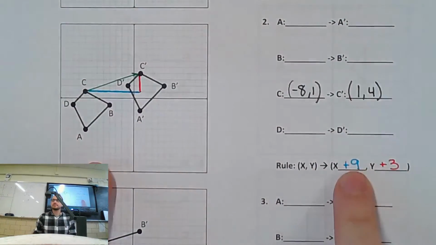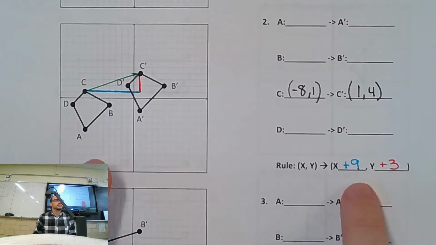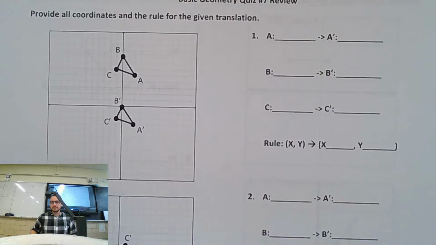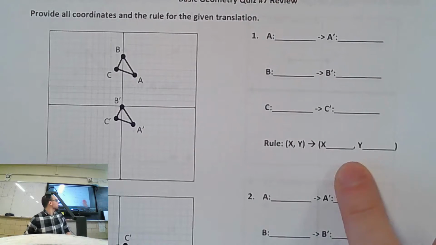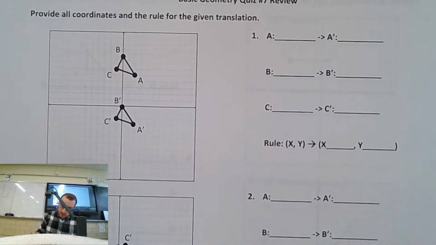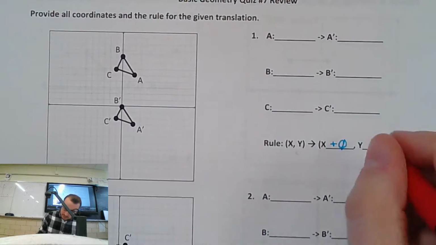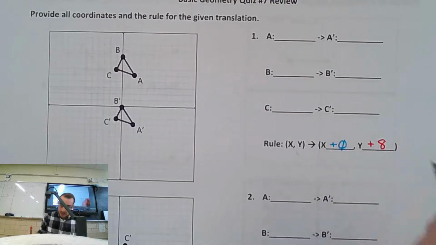Questions on this? No? Easy peasy, lemon squeezy? So if I asked you to do number 1, what would the vector be? What would the rule be for number 1? 0, you said 0. And then what? 8. Somebody else, explain why the rule would be 0, 8. Alex. They stay in the same place with the x value and that's up 8.